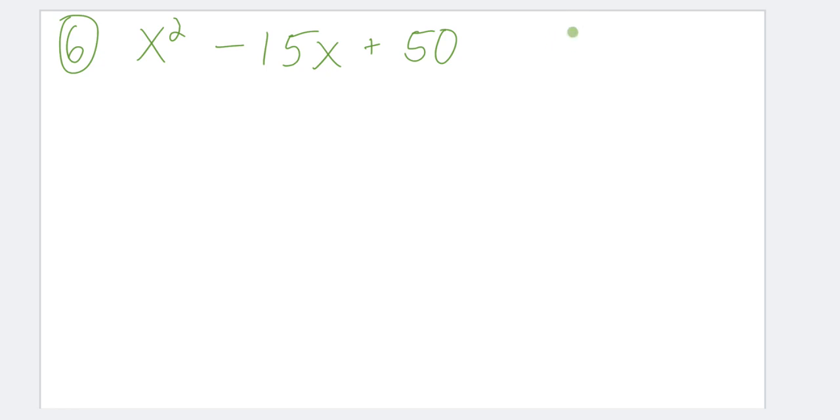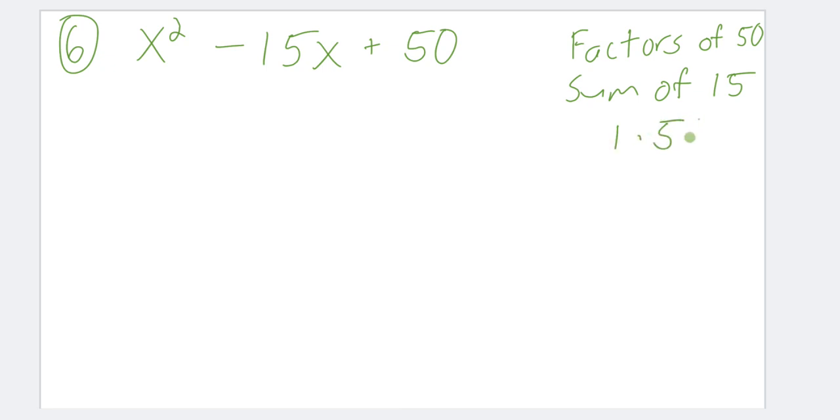All right, so again, I'm always starting off with factors of that third term. And it's positive, so I'm going to be adding them. We want a sum of 15. So we got 1 times 50, 2 and 25. 3 doesn't go in, 4 doesn't go in, 5 and 10. Again, only way I'm going to get 15 out of factors of 50. So the one thing you remember here is always looking for factors of that third term. It's kind of going to lead you right to the answer here. You don't have to do a whole lot of work to figure out the answer then.